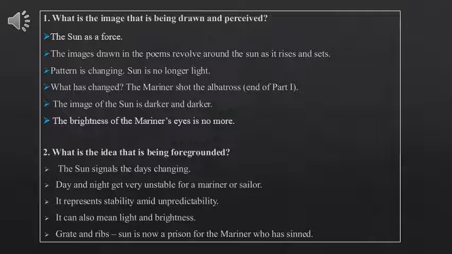And then there's also this very interesting mention of grates and ribs, which indicates that the sun is now a prison for the mariner who has sinned. So the brightness is no longer a positive aspect. The sun now becomes this very dominating force and is causing the mariner to feel very imprisoned and trapped.